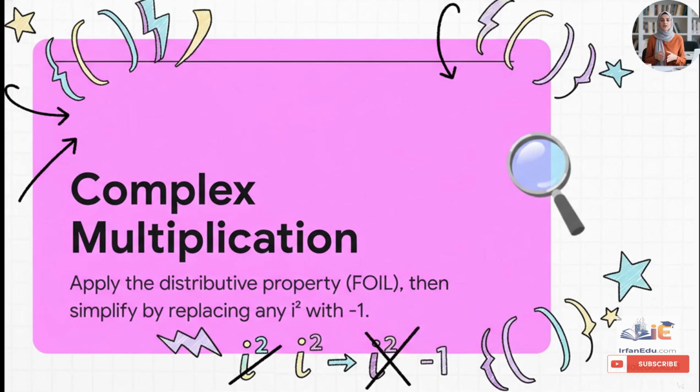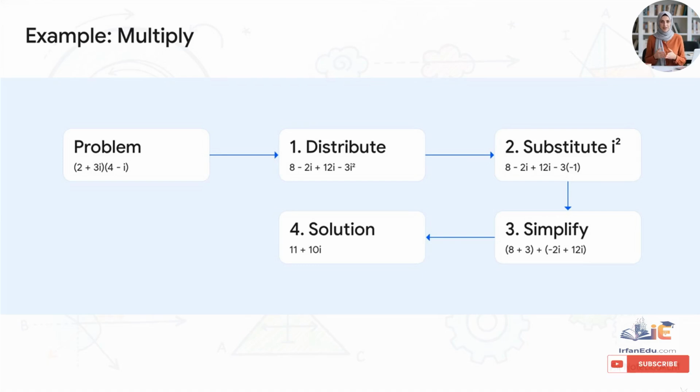It's that powerful. So really, multiplying these things is just a two-step dance. First, use the distributive property, you probably know it as FOIL, to multiply everything out, just like you would with variables. Then you do the magic step. Find any i squareds that pop up and swap them for a −1. Let's walk through one together, step by step. We've got 2 + 3i times 4 − i. First, we distribute. That gives us 8 − 2i + 12i − 3i².